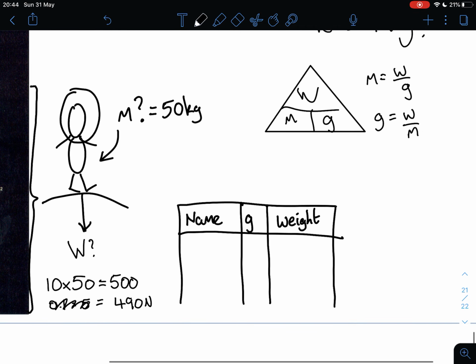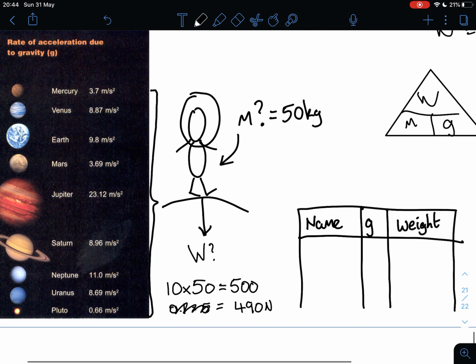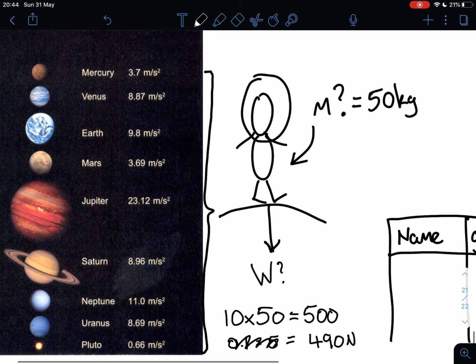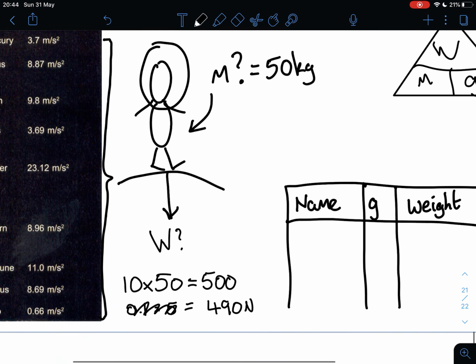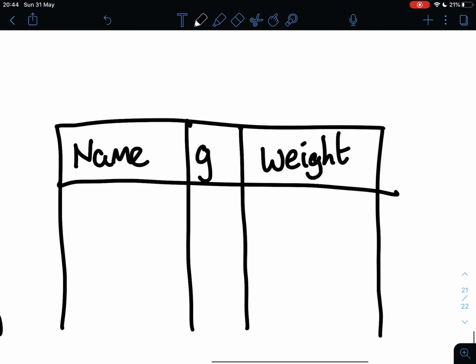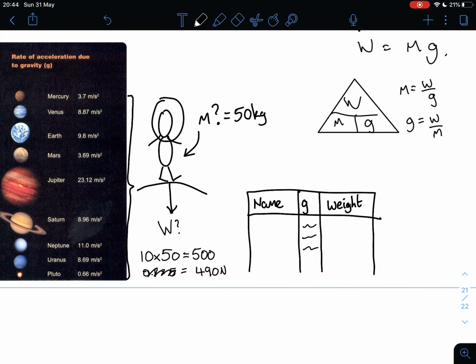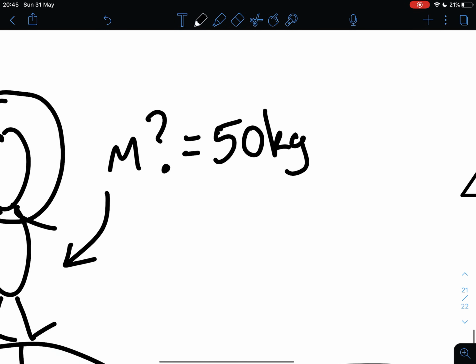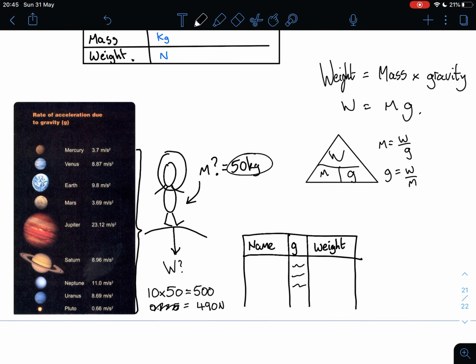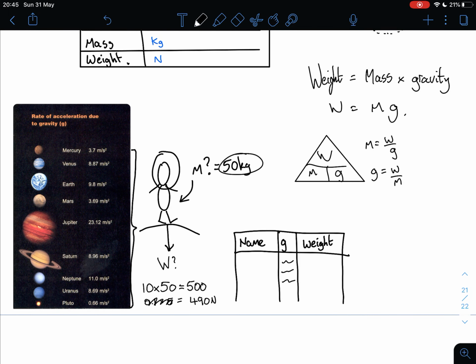So what I would like you to do to finish off this, copy these down, press pause right now, do a little table like this, write down the gravity for each one, and then calculate your weight. Now you can go up and use your scales, but if that's too depressing for you, just use 50 kilograms. Have a little go.